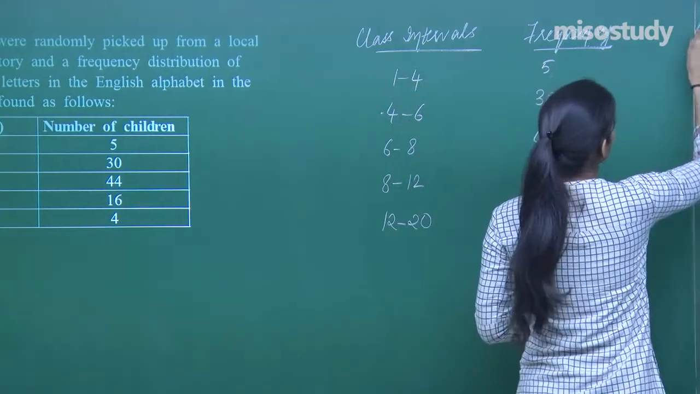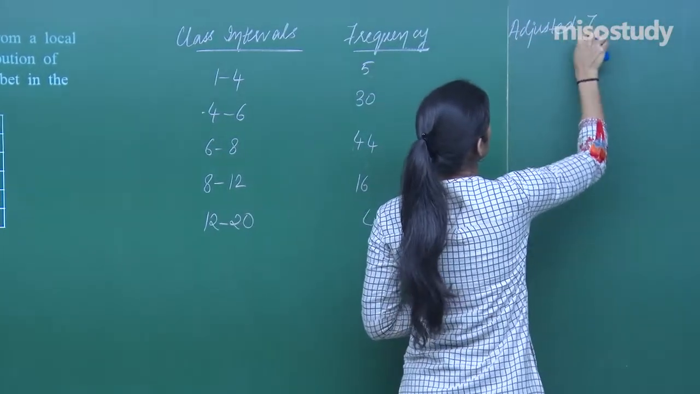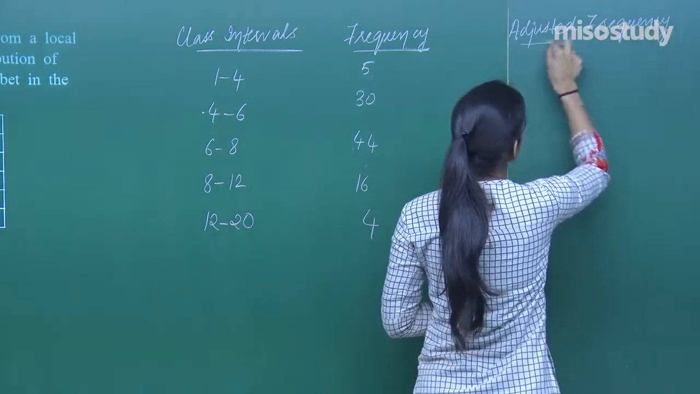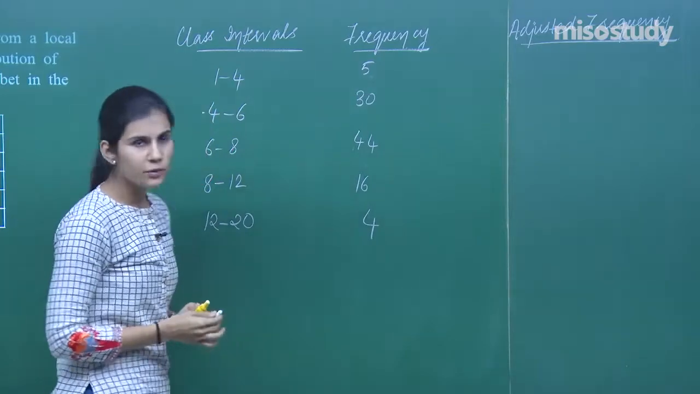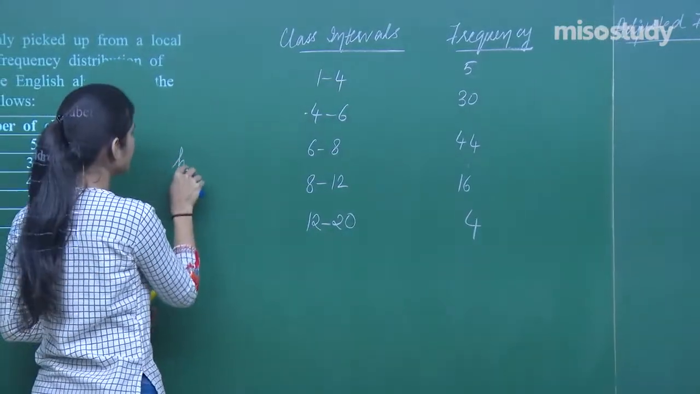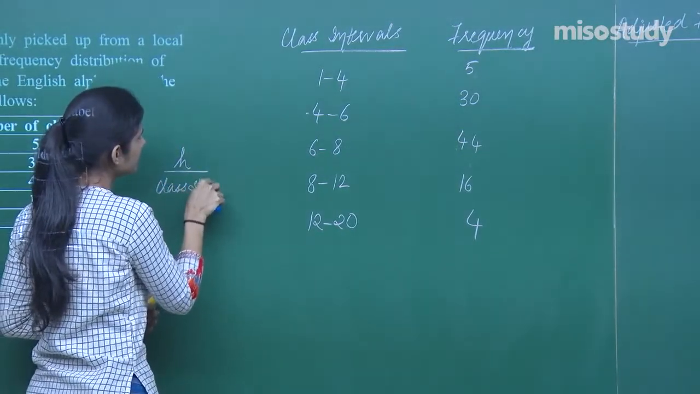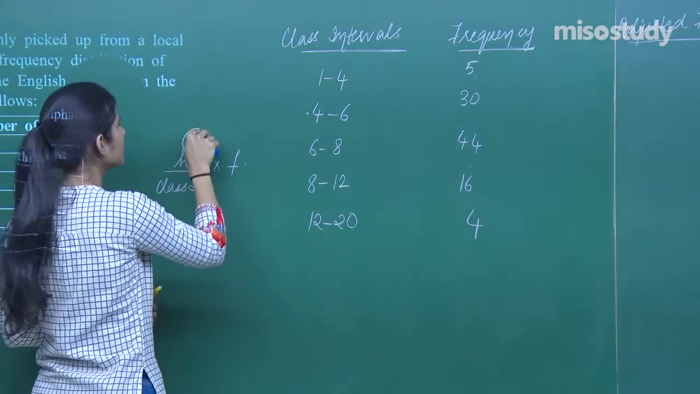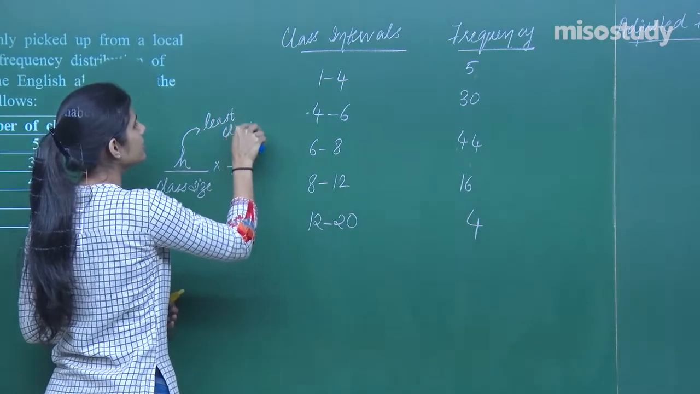And here we write the adjusted frequency. That is what you do when you have class intervals of unequal size and they are continuous. Adjusted frequency. What is adjusted frequency? It is h upon class size into frequency. What is h? H is the least class size.